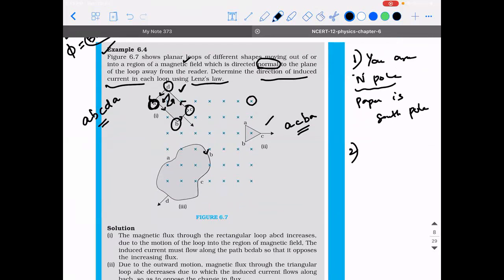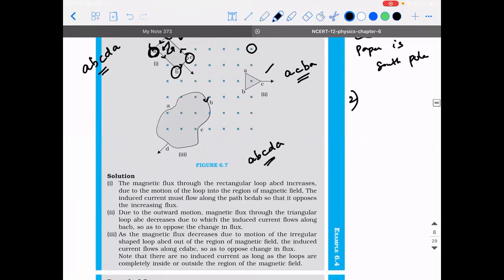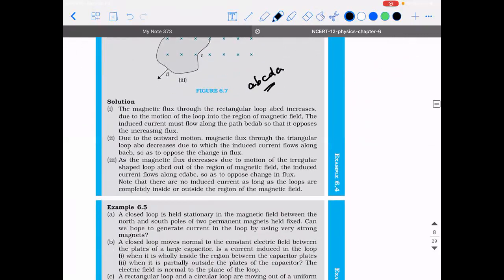So the answer will be A, B, C, D. Yes, sir, ABCDA, B, D, A. That's it. Okay, sir. So now you understood. So this is how you solve problems.